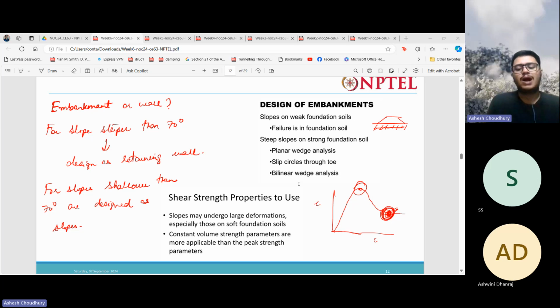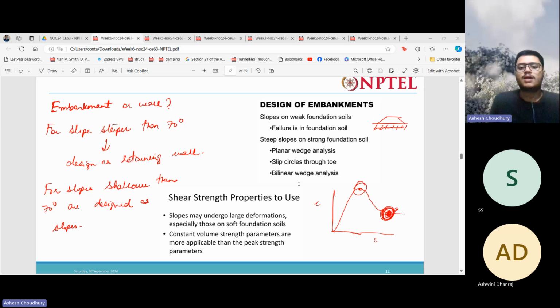So how to design it, as an embankment or a wall? For a steeper slope, say steeper than 70 degrees, we design it as a retaining wall, and for shallow slopes, we design it as a slope, right? So if the slopes of the embankment are too steep, then we design it as a retaining wall, and if they are less steep, shallow slopes, then we design it as a normal slope.